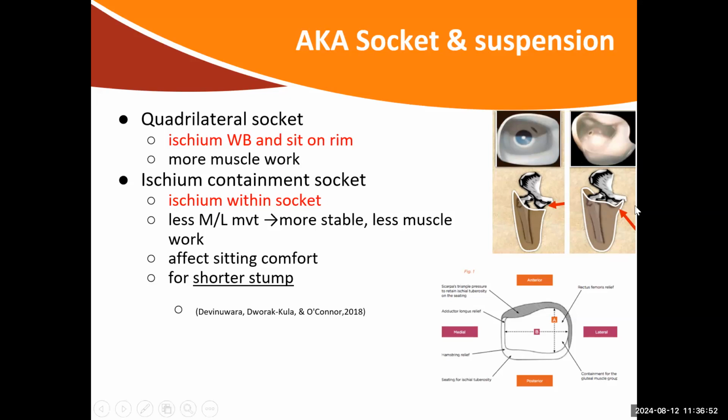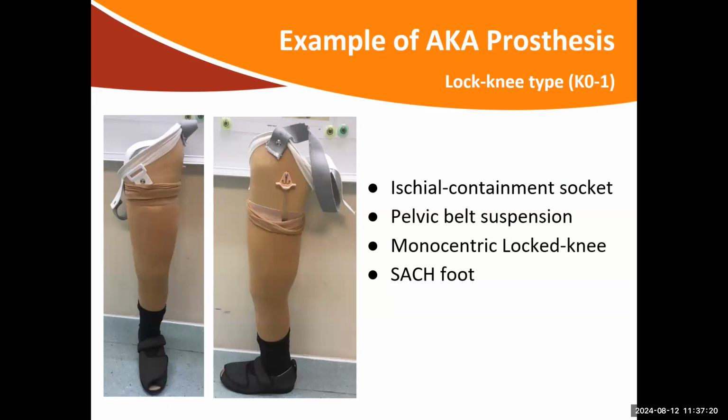But if it is larger in size, make sure this part is also put inside. Here, it's only sit at the rim, okay? More mobile, but more comfortable. This one, less comfortable, I think. It's like this. Okay, this is an ischial containment socket with a pelvic belt. Okay, pelvic belt is a belt across the pelvis. Okay, and then it is a lock knee.